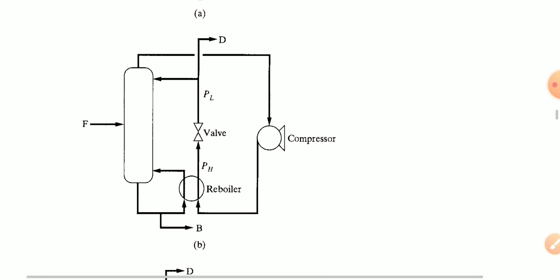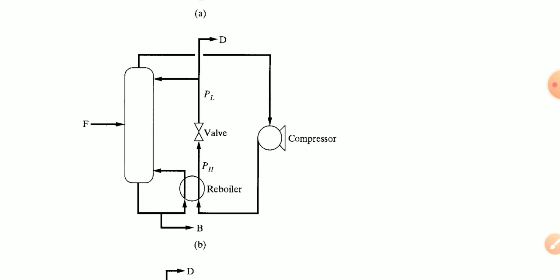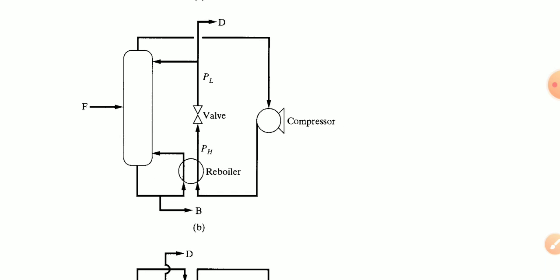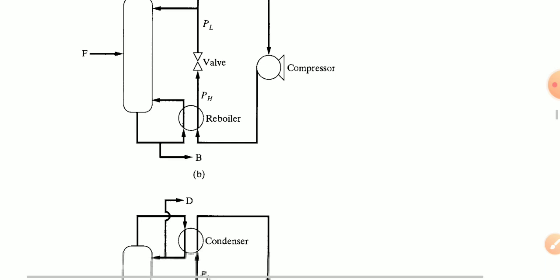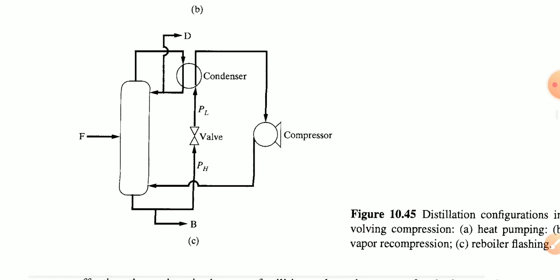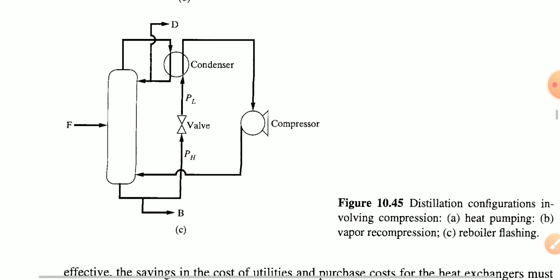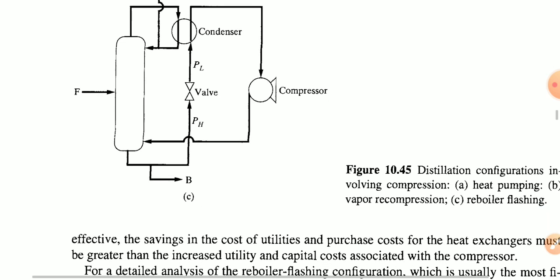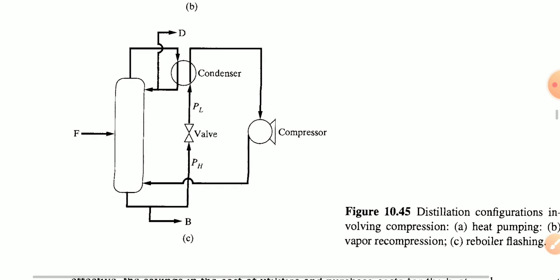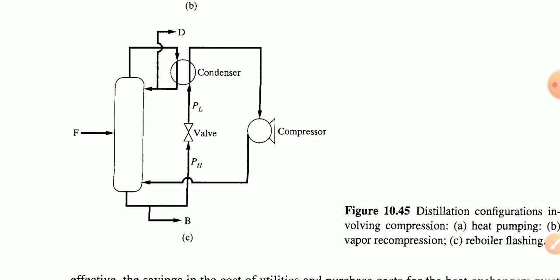The second one is reboiler flashing. Okay, here the reboiler part is given. F is the inlet feed, D is the distillate outlet, B is the bottoms, with a compressor, valve and reboiler. And the distillation configurations are the three: heat pumping, vapor recompression and reboiler flashing. The last one is reboiler flashing, with condenser and valve, drawn in the figure.